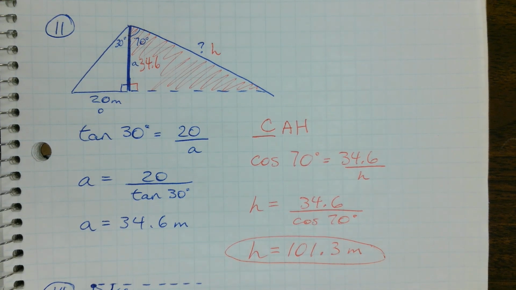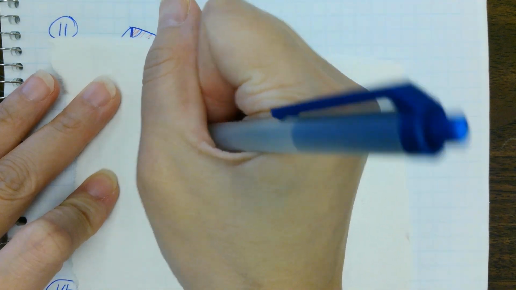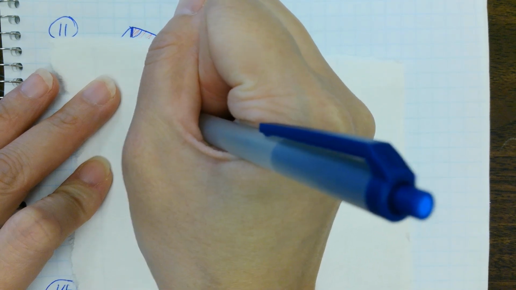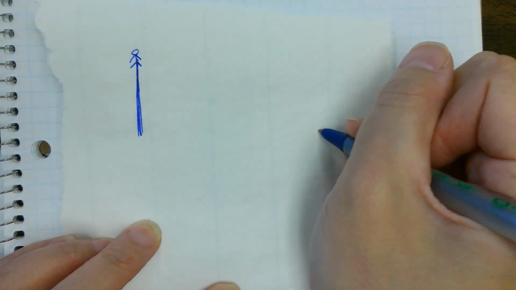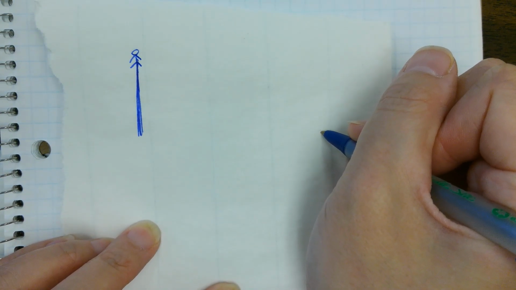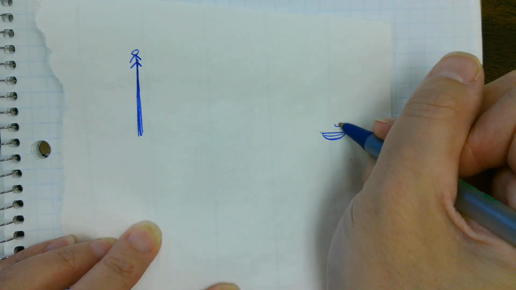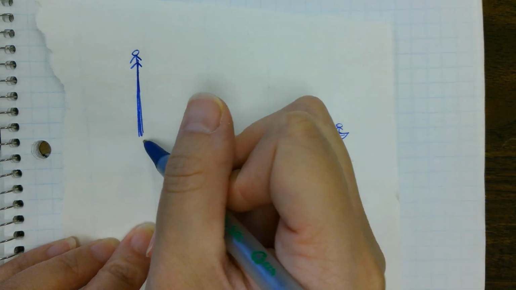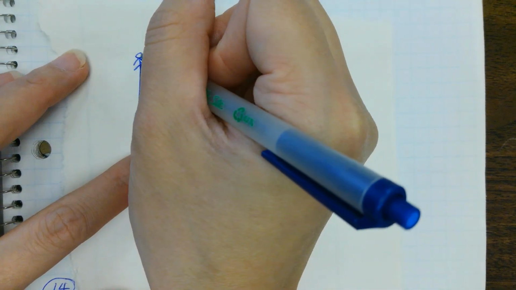So let me draw a diagram. Okay, so this is the lighthouse. That's you right there on top of the lighthouse. And then you see a boat. That's a boat. That's a person rowing the boat. Alright, and you want to find out this distance. Okay, you're looking down at them.